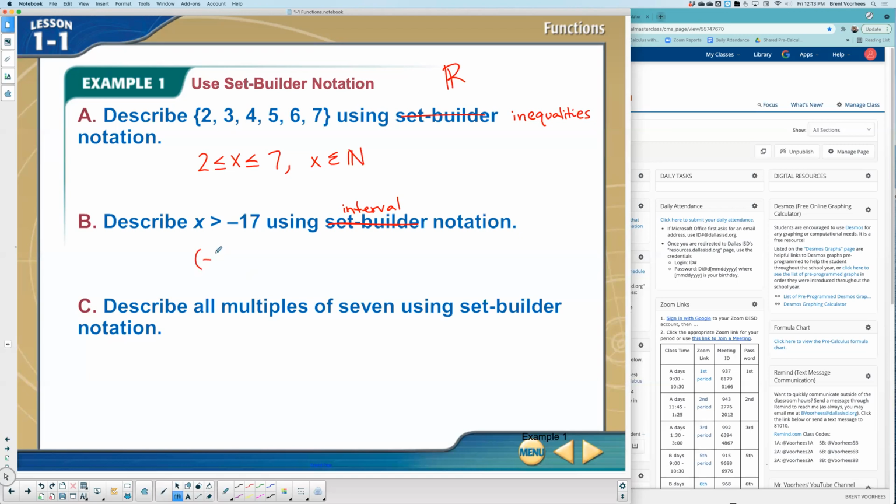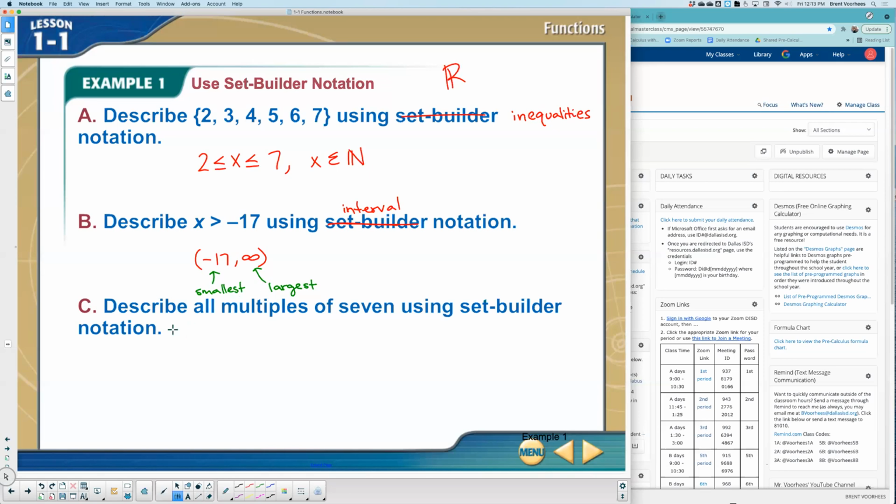You would say parentheses, negative 17, comma, infinity. What this means is the parenthesis says it's not equal to. So just like this does not have a line underneath it, it's not equal to, it's just greater than. And then we are bigger than negative 17. So when you write interval notation, you put the smallest on the left, largest on the right. Since there is no largest number, I'll just put infinity because that just means it goes on forever. It's like Buzz Lightyear. It just goes on to infinity and then beyond.